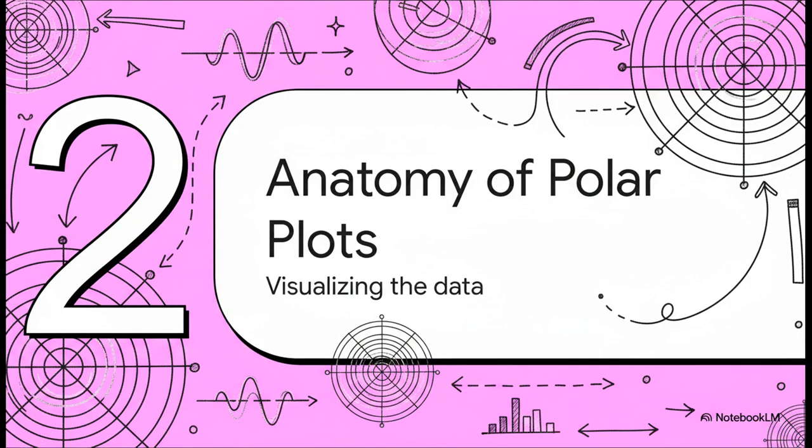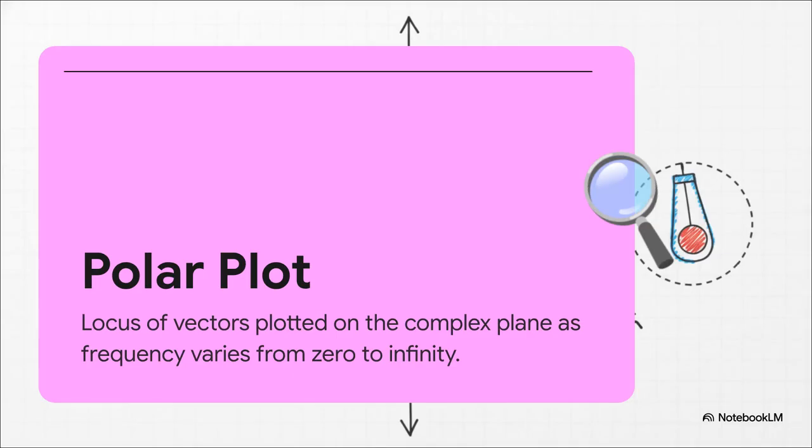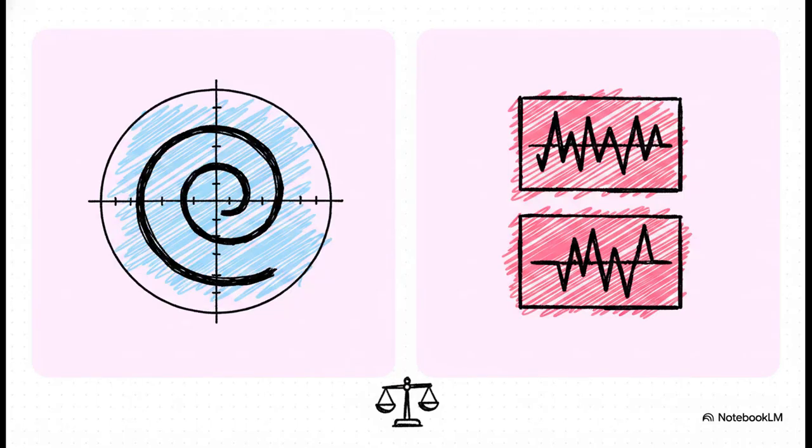All right, part 2, anatomy of polar plots. Here's the really cool part. A polar plot is essentially a single, continuous, sweeping curve. It's drawn by the tip of a vector right there on the complex plane as we crank the frequency, omega, from 0 all the way up to infinity. The length of that vector, that's your magnitude, and the angle it makes with the positive real axis, that's your phase.